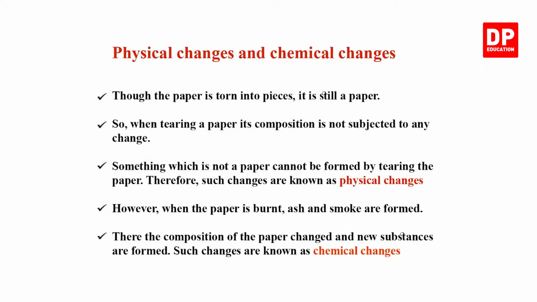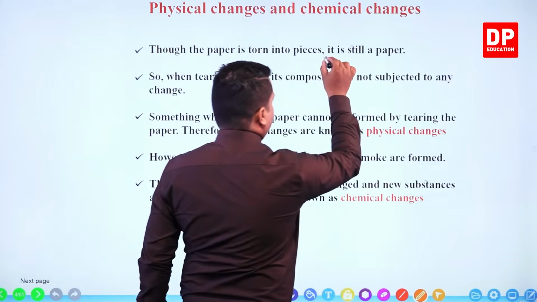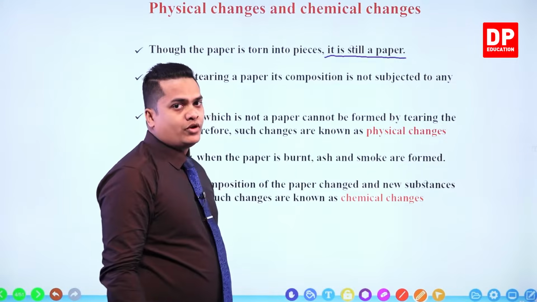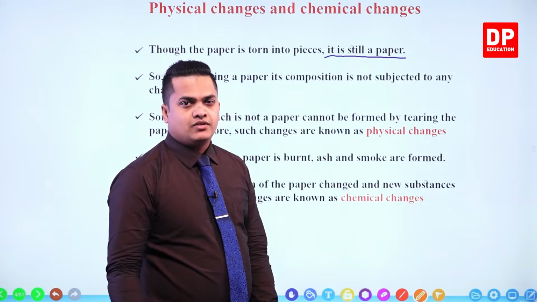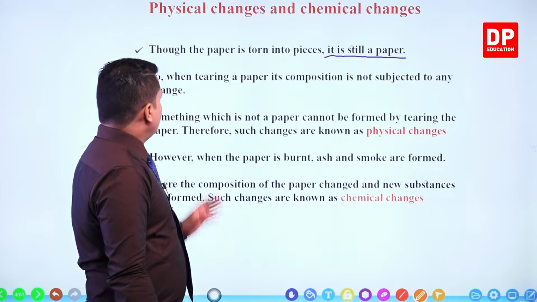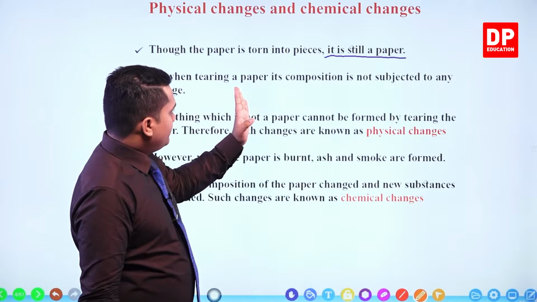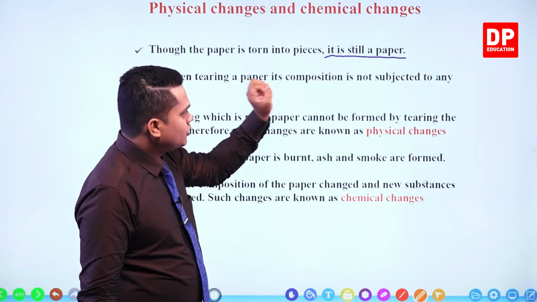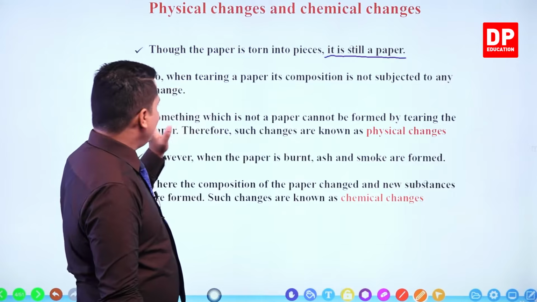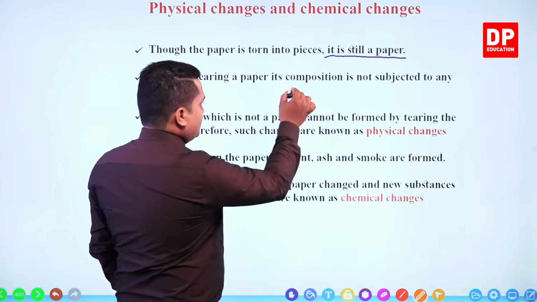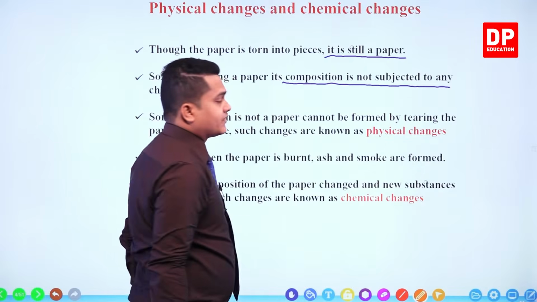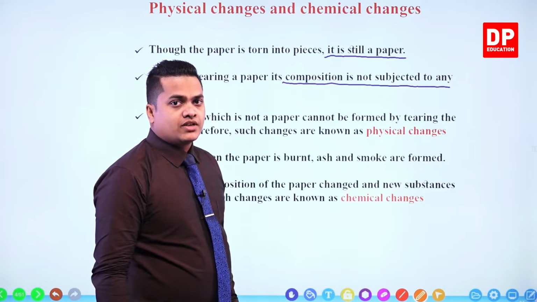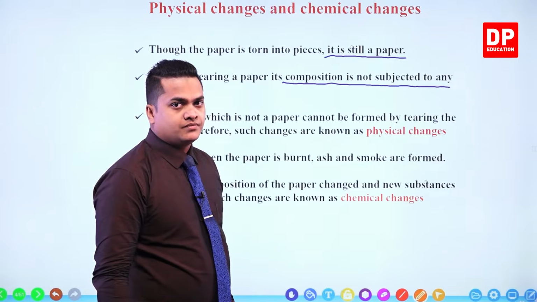So here you are given the explanation once again. Though the paper is torn into pieces, it is still a paper, right? You know that it is still a paper. Even though I tear it down, it is still a paper, right? Only the size is getting changed. So when tearing a paper, its composition is not subjected to any change. So the composition, the arrangement of particles, is not going to change at all, right?